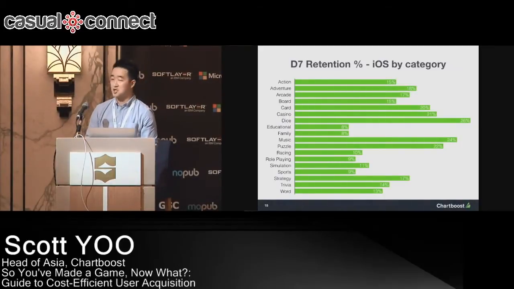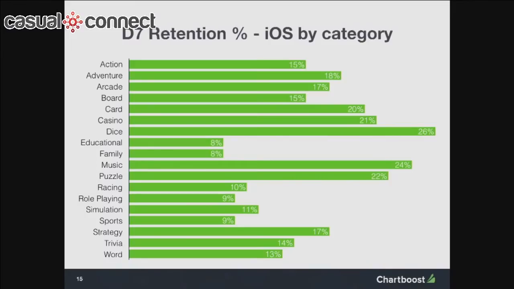Here's the day 7 retention percentage for iOS by category. Again, in the previous slide, I had mentioned that the target day 7 percentage that you want to aim for is 20%. But when you break it down by different categories, you can see that for dice games, you should be aiming for a 26% day 7 percentage, whereas for education and family games, you see a lower day 7 percentage of 8%. Let's break it down even further. Let's look at board game day 7 retention, which is 15%.